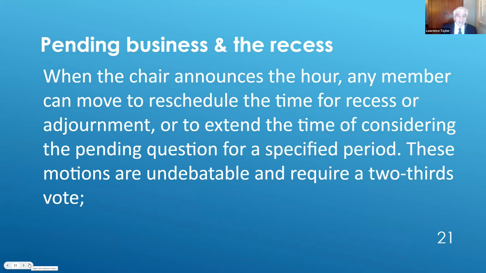When the chair announces the hour, any member can move to reschedule the time for a recess or adjournment, or extend the time for consideration of the pending question for a specified period. The motions are undebatable and require a 2/3 vote. So it's a 2/3 vote because you are amending something that's previously adopted. And what's great about this is it's undebatable. So you don't get into a bunch of debate over and spend time over something that you really just want to move on.